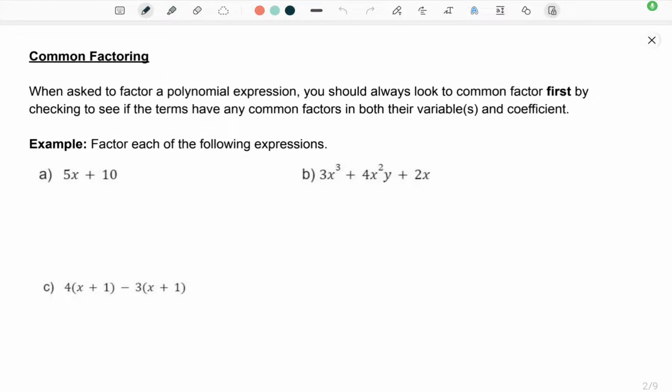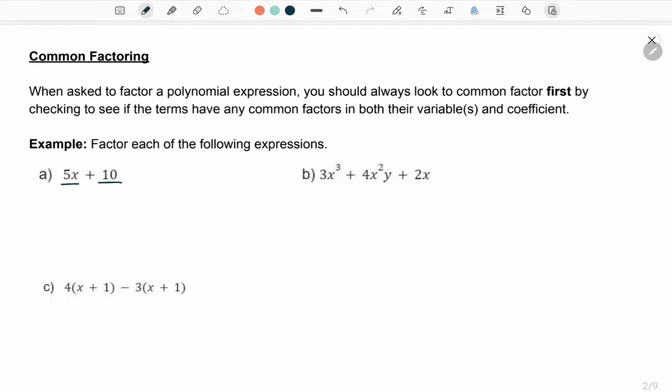Going to look at common factoring, just recapping what that is. So when you have some sort of polynomial expression, sometimes you're able to divide out or common factor out a number, a variable, or both. So that's what we're going to look at here. So in the first example, we have 5x plus 10. So if we want a common factor, we just need to double check, is there a number or variable that we can divide into both of those terms?